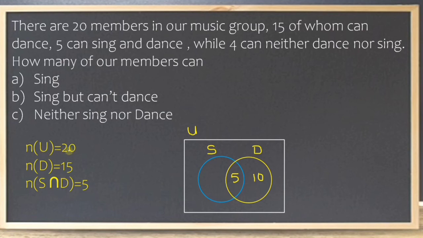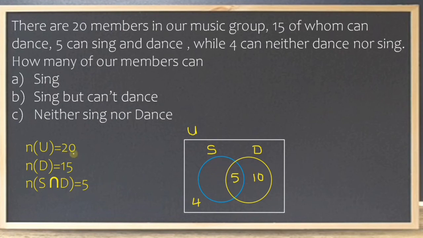Then the number of members in the universal set is 20. All right. But one thing we also understand is there are 4 of these members that are in none of the sets, but they are in the universal set, of course. So you have that 4 outside of here. This 4 is in the universal set, but it is neither in S nor in D.